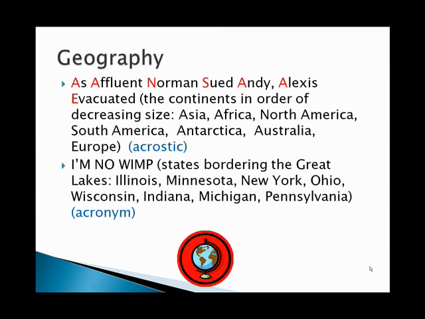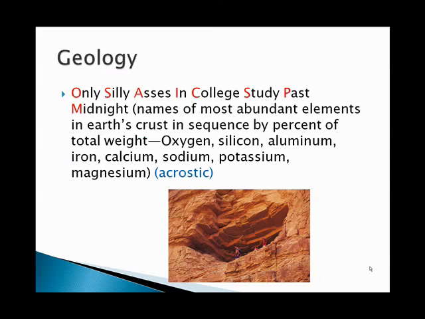an acronym. In geology, the sentence, only silly asses in college study past midnight, representing the names of the most abundant elements in the Earth's crust in sequence by percent of total weight: oxygen, silicon, aluminum, iron, calcium, sodium, potassium, magnesium, again an acrostic.